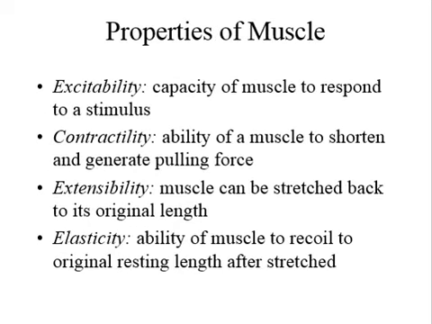Next, we come to the properties of muscles: excitability, contractility, extensibility, and elasticity. Excitability, which we have already seen in nerve fibers also, is the capacity of muscle to respond to a stimulus. Contractility is the ability of muscles to shorten and generate pulling force. Extensibility is that the muscle can stretch back to its original length. Elasticity is the ability of muscle to recoil to its original resting length after being stretched.